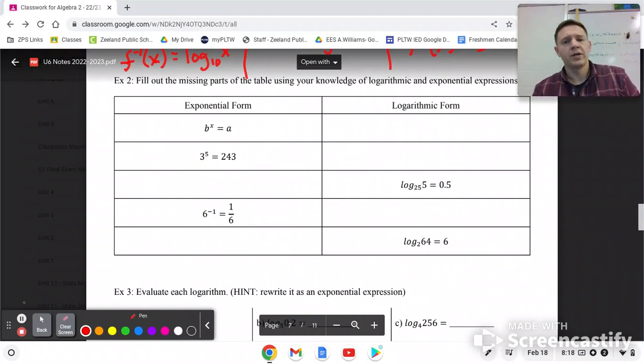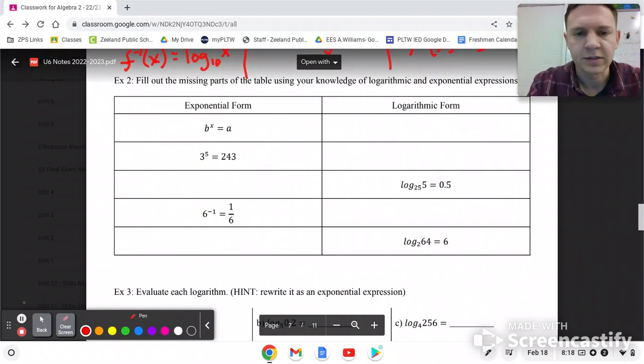For example, 2 here says fill out the missing boxes in the table. Most of this is just switching from exponential to logarithmic form. This is going to be really important because it's going to be very helpful for us when we're solving some things. It's going to be very helpful on your quizzes and tests. You'll definitely have problems like this. So let's practice. b to the x equals a. If that's exponential form, if you look back to the previous part of your notes, you'll remember that the b was the blue.